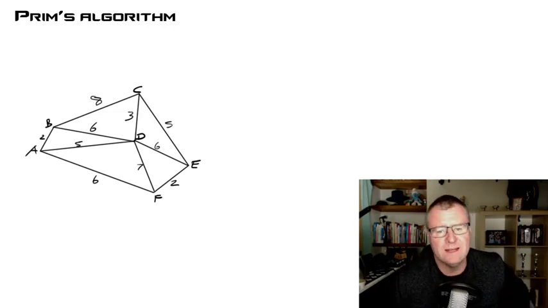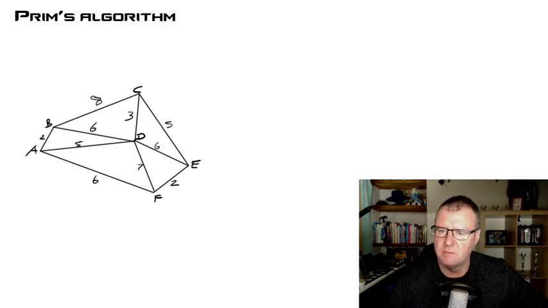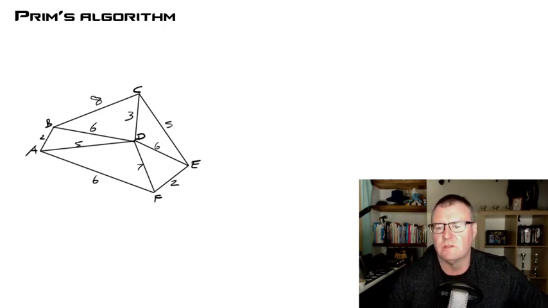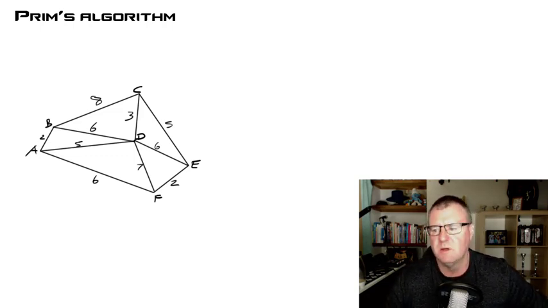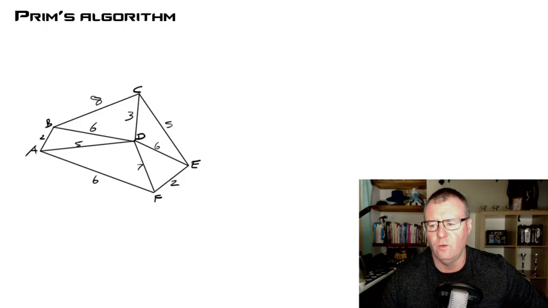Alright, in this video we're going to take a look at what we call Prim's algorithm, and it's just a way of working out the minimum spanning tree of a network graph. And an algorithm is just a fancy word that means a process or a procedure for doing something. So we're going to go through and see how we can apply this to any network graph to work out the minimum spanning tree for it.